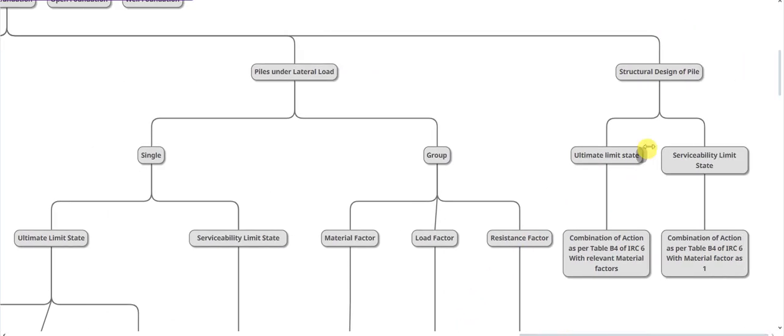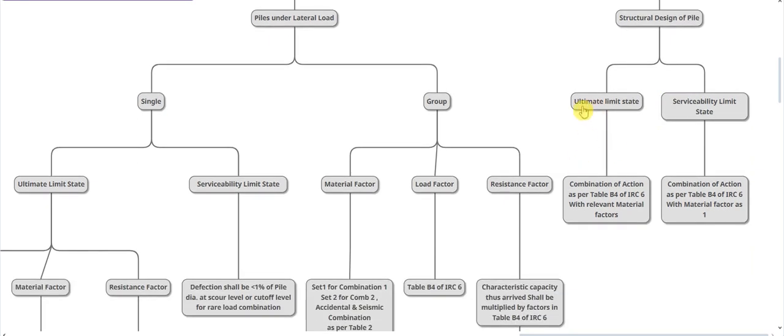Moving forward, we'll also see the structural design of pile in ultimate and serviceability limit state. For ultimate limit state, it says the combination of actions as per Table B4 of IRC 6 with relevant material factors shall be used for the structural design of piles. Whereas in case of serviceability limit state, we shall follow the combination of actions as per Table B3 of IRC 6 with material factor as 1.